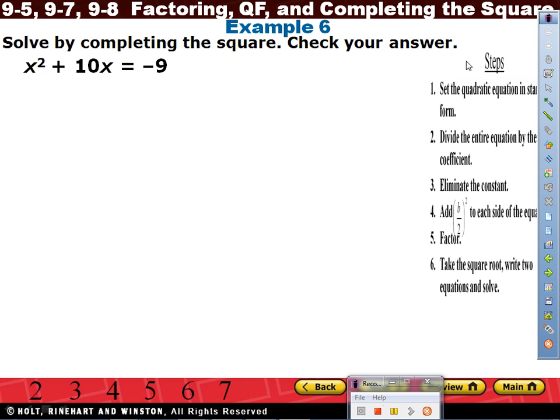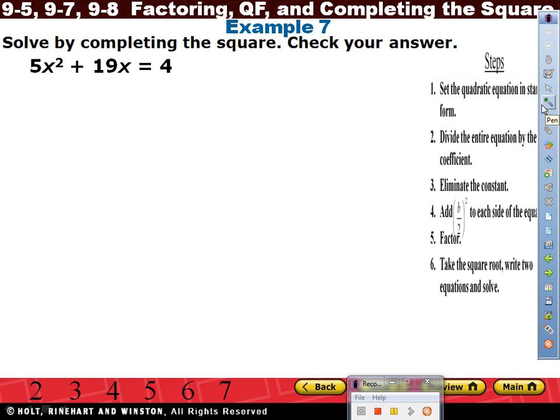Copy this next one down, please. Example number 7, on a different piece of paper. You don't have to fold it. This one we're only doing by completing the square. We're going to practice some more.